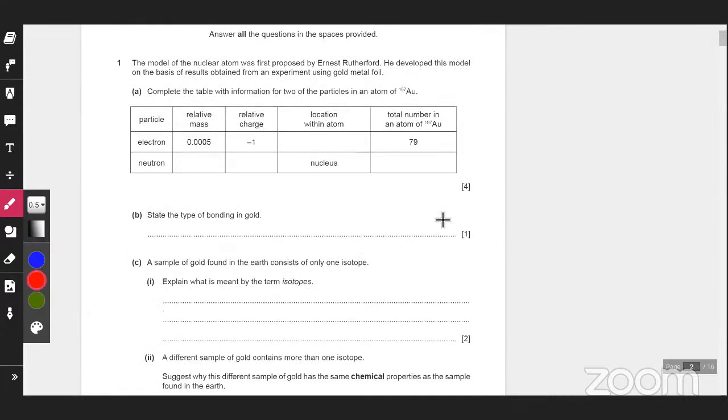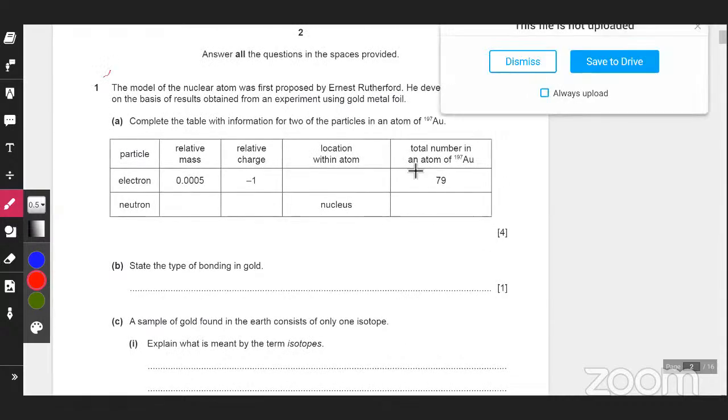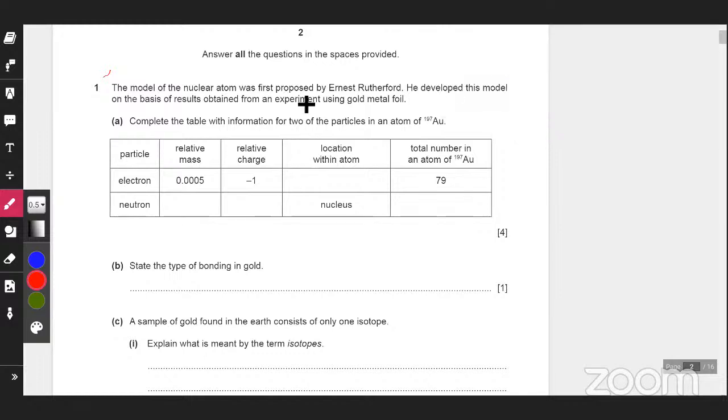So starting with the first question, which is about atomic structure. It says the model of the nuclear atom was first proposed by Ernest Rutherford. He developed this model on the basis of results. Complete the table with the information for two of the particles in an atom of gold. So it's Au and it's 197.